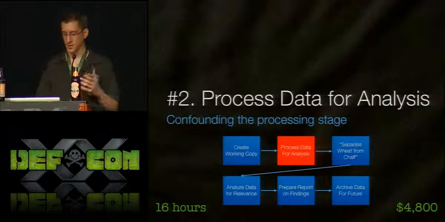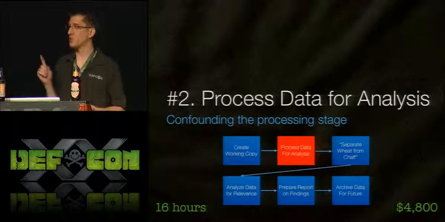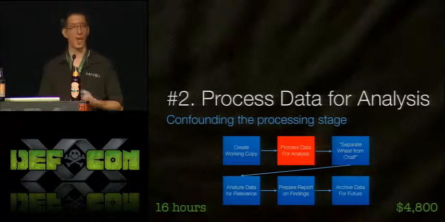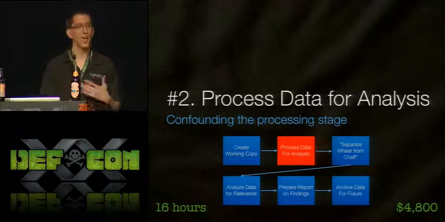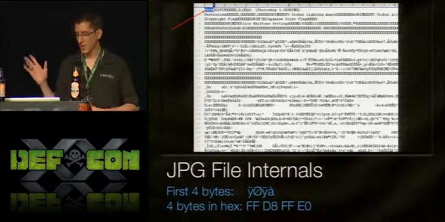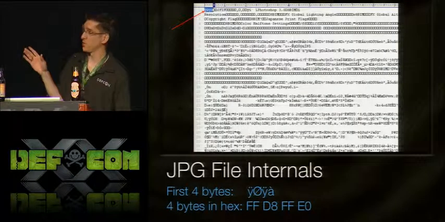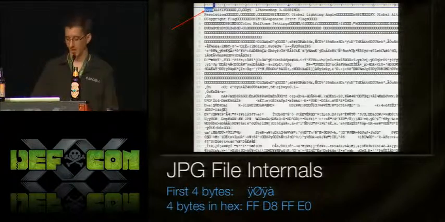The second stage of the workflow is processing data for analysis. Now again, this is where you take hashes. This is where you do file signature analysis to see if the extension matches the file format, and other processes similar to this. This here, now I realize it probably isn't showing that well to the audience, but this is the internals of a JPEG file. I've highlighted the first 4 bytes of the JPEG file.